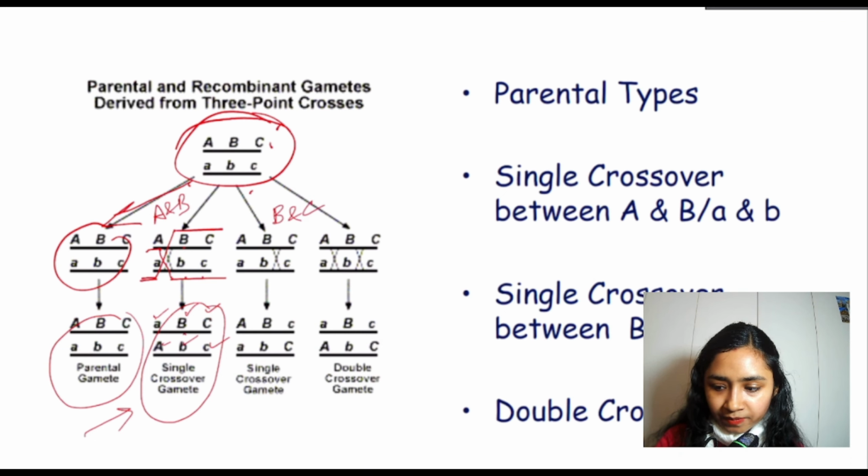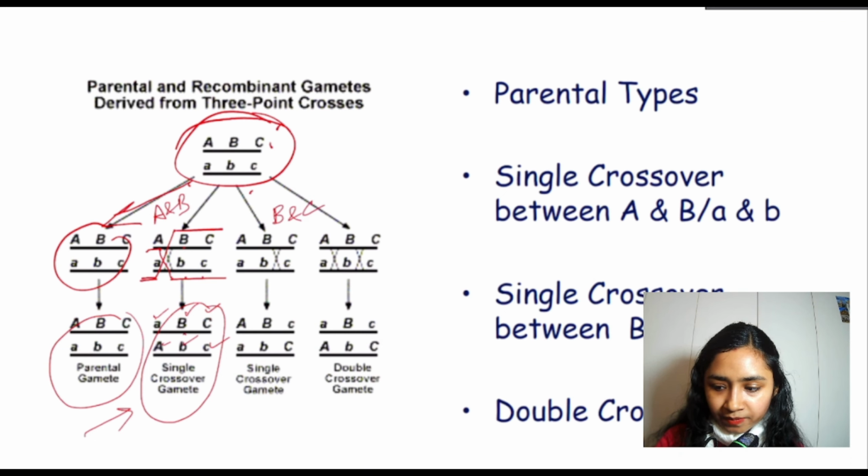Now, when crossing over occurs between A, B and B, C both, what will happen? Capital A will go down first with small b, then will go up with capital C. So capital A with small b, small c. Then small a with capital B, and it will go down with small c. So small a with capital B and small c. This is the double crossover event. This is another recombinant type.